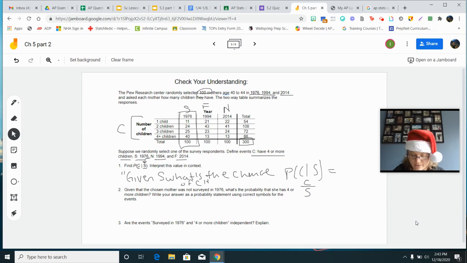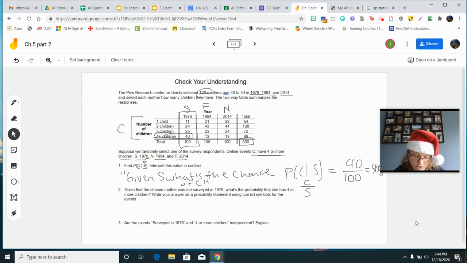There's my fraction. We've got 100 people in event S, in the year 1976, and I'm specifically looking for event C, where I have 4 or more children. So that's going to be this part. I've got 40 out of 100. If I interpret this value, in many, many mothers in this age group, in the long run, the chance of getting somebody from 1976 who has 4 or more kids is 40 out of 100, or you could say 40%.